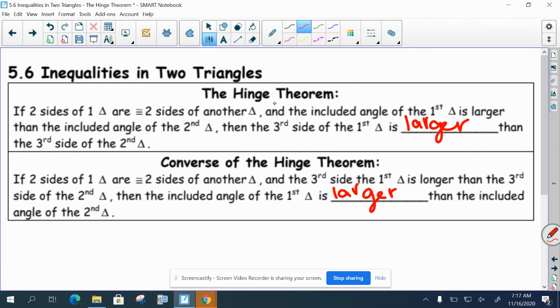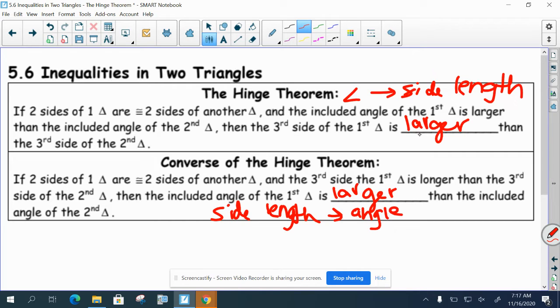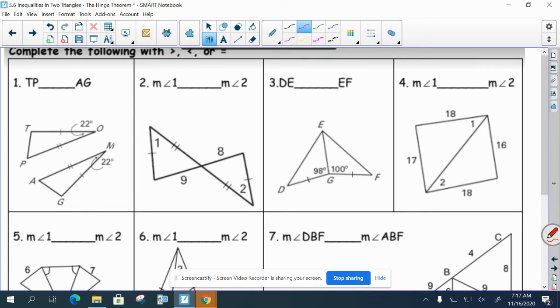All right, so the regular Hinge theorem goes from angle, oops, that's supposed to be an S, to side length. And the other one, the converse, goes from side length to angle. Okay, and I suppose here instead of larger, you can say longer, just because that's how the converse is worded. But they're the same thing. All right, so let's look at some examples.